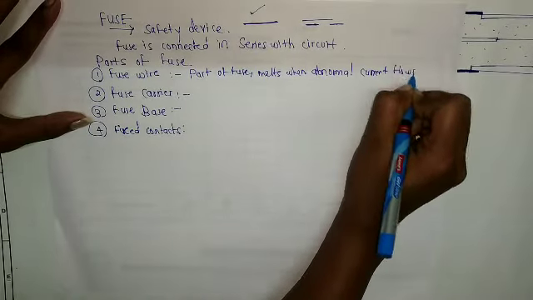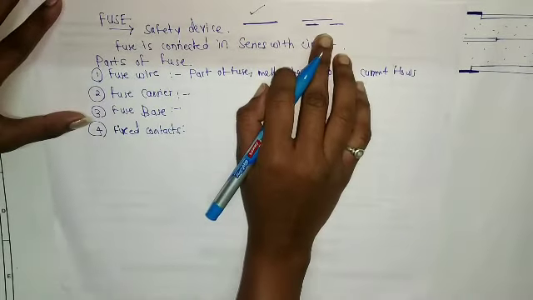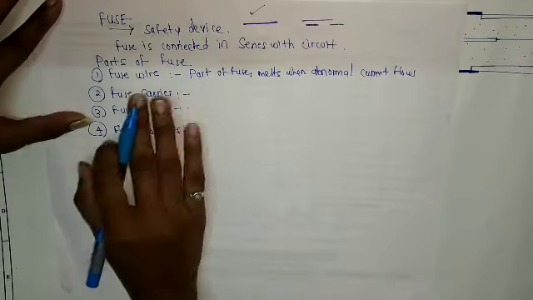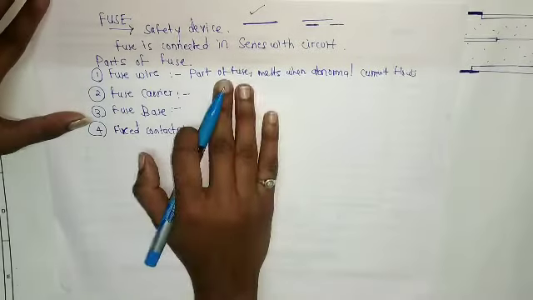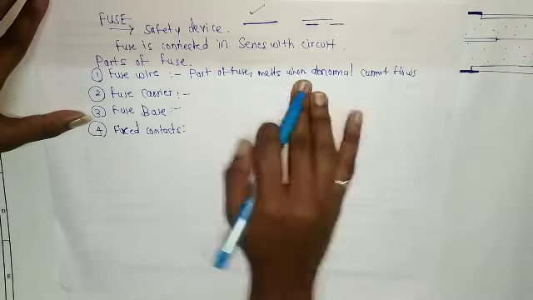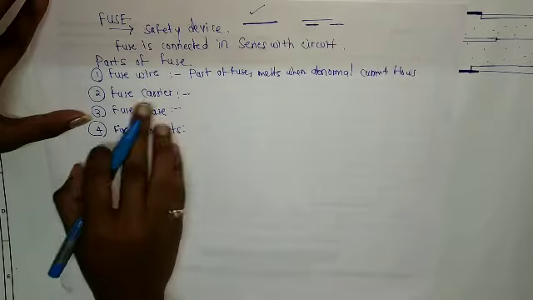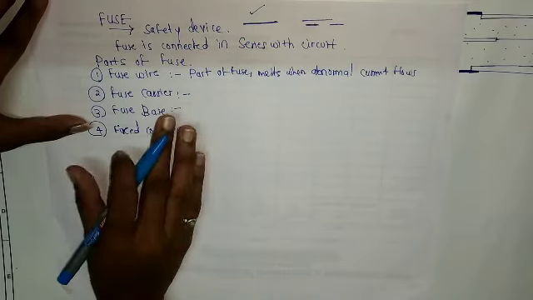flows through the circuit, and it disconnects an apparatus or the circuit from the main supply. That means current cannot flow further. So this is the fuse wire. So fuse wire is nothing but the part of fuse which melts whenever abnormal current flows through the circuit. Now fuse carrier. The name itself says carrier, that means it carries.